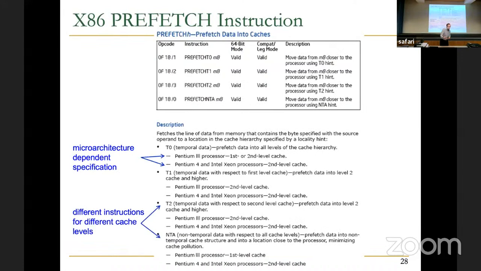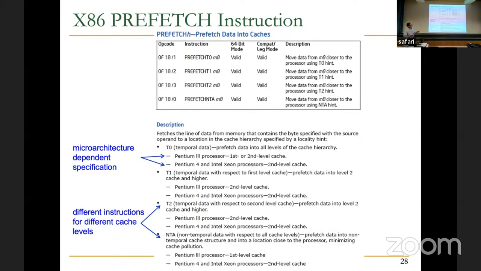So these are some example instructions. It's an older version of the x86 ISA manual, but you can see that there are different types of prefetch with different hints. This is the temporal locality hint, if you will. For example, if you have prefetch T0, that means it's temporal data, meaning you expect some temporal locality in the data. So prefetch data into all levels of the cache hierarchy.